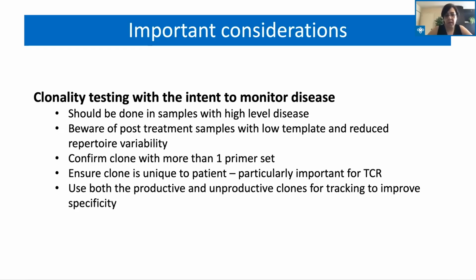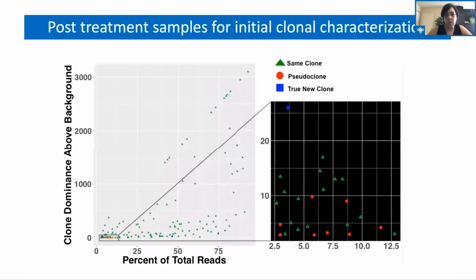So if you have a sample that is biallelic, for example, it's important to track both clones, which gives you an additional level of security when you're tracking. But we did go in our samples post-treatment to see if we were able to actually characterize the same clone, and through a blinded study.